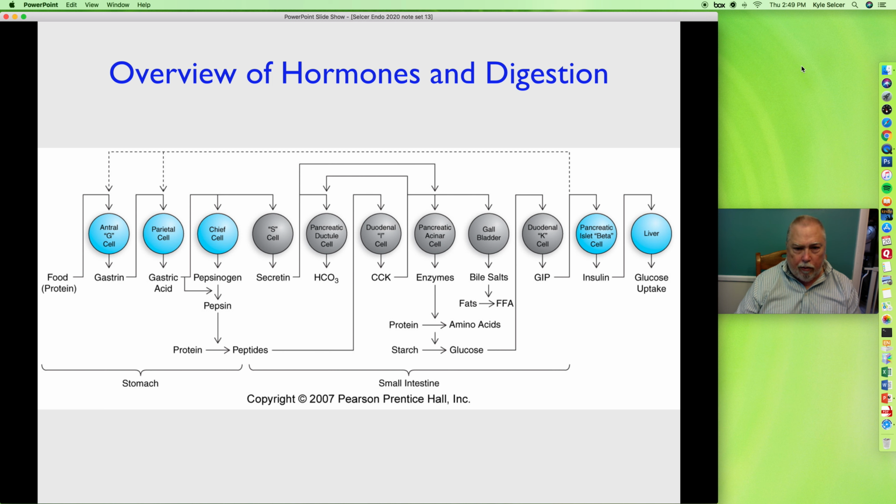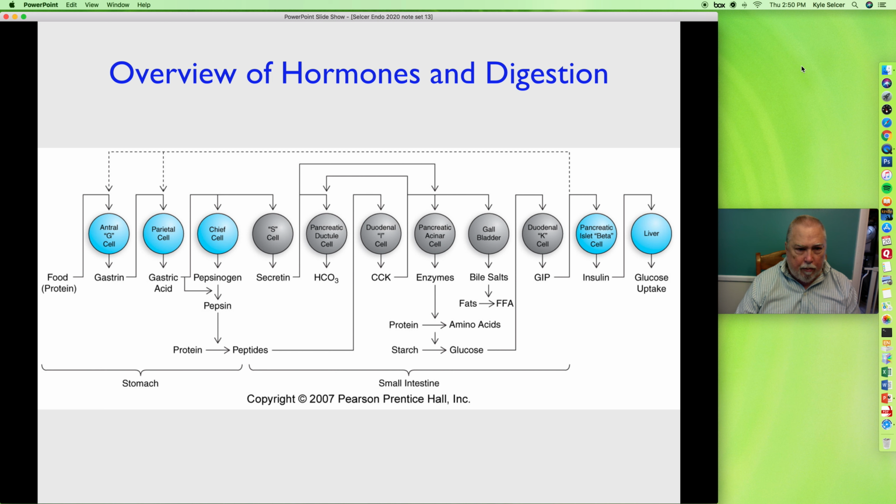Now this one is just kind of, what does it take to digest things? So we've got food coming in. That food is detected by the antral cells through a variety of things we've already talked about to produce gastrin. Gastrin goes on the parietal cells to produce gastric acid. Gastrin and gastric acid cause chief cells to produce pepsinogen. Acid cleaves the pepsinogen into pepsin.